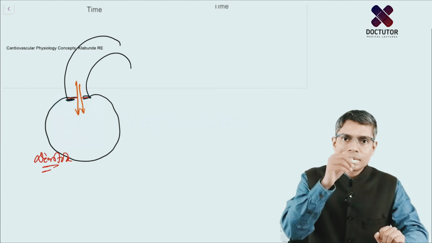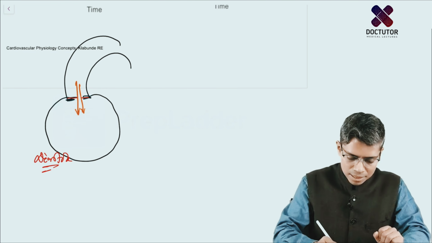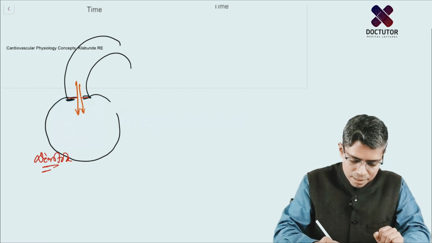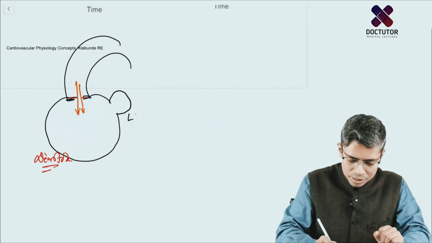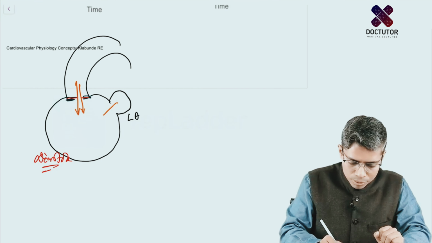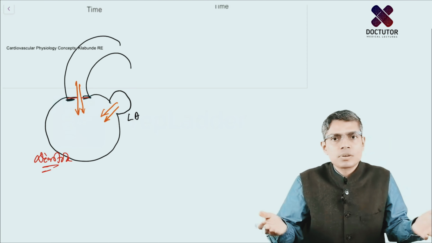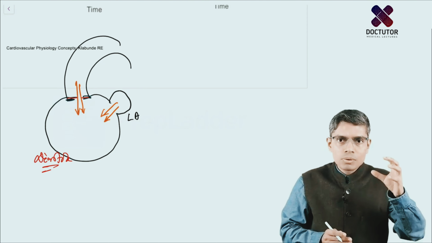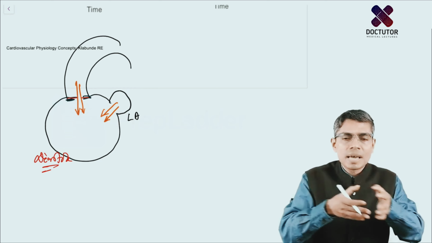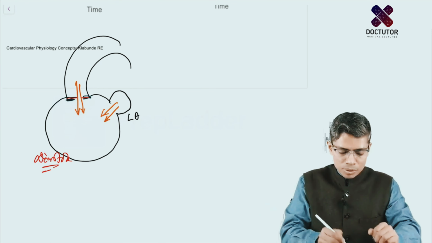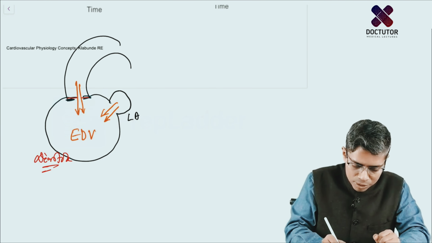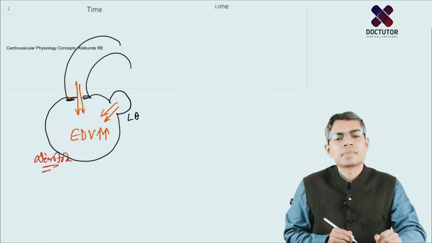So blood is coming back from the aorta to the ventricle, and the ventricle will also get its blood from the atrium. So this is the left atrium. Blood will also reach from the left atrium to the left ventricle. That is the normal filling of the ventricle. So one source of blood is coming from the atrium, another source is coming from the arch of aorta. What will happen to the end diastolic volume? It will be very, very high.